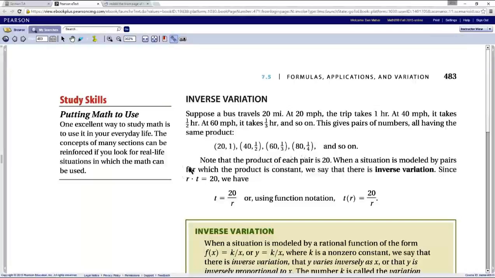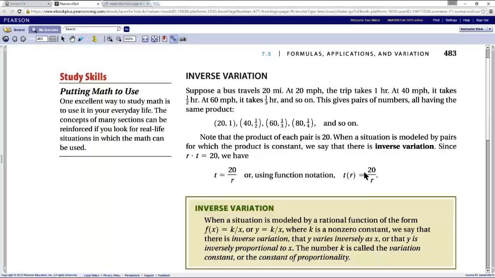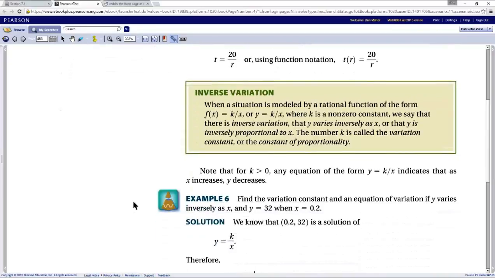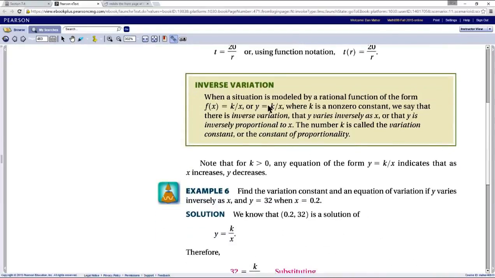Okay? Well, this relationship, we end up with a function that looks like a fraction, and they talk about inverse variation. The situation is modeled by a rational function in the form f of x equals k over x, or y equals k over x. The k has to be a non-zero constant, or you just end up with 0. We say this is an inverse variation. Y varies inversely as x, and y is inversely proportional to x. The number k is the variation constant, or the constant of proportionality.